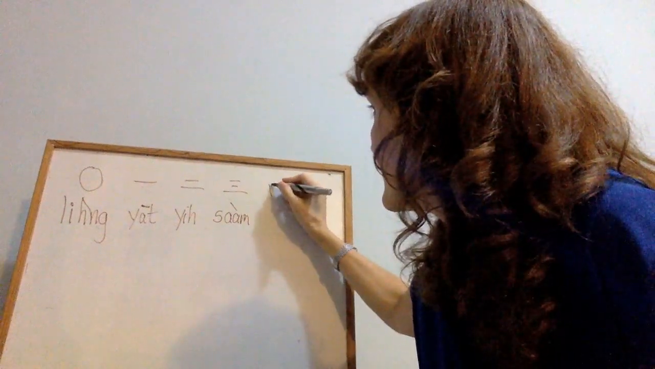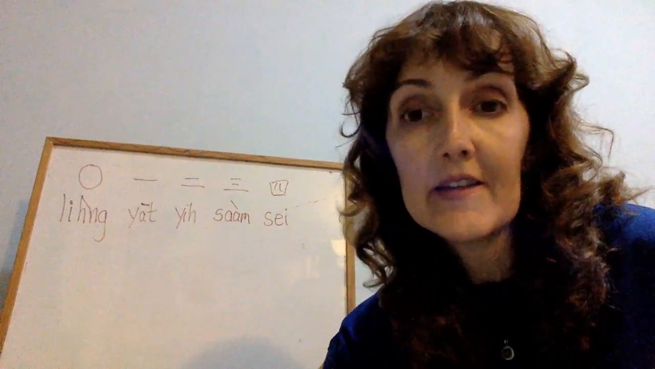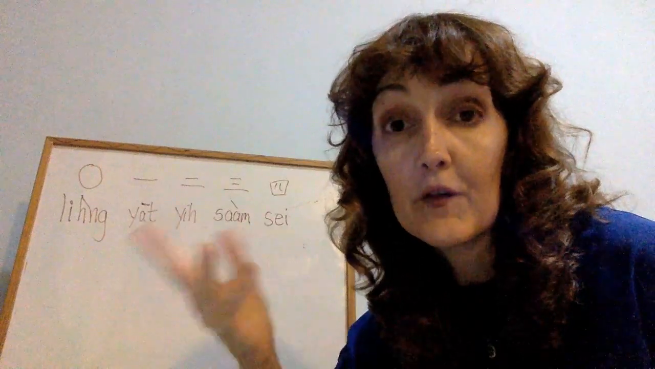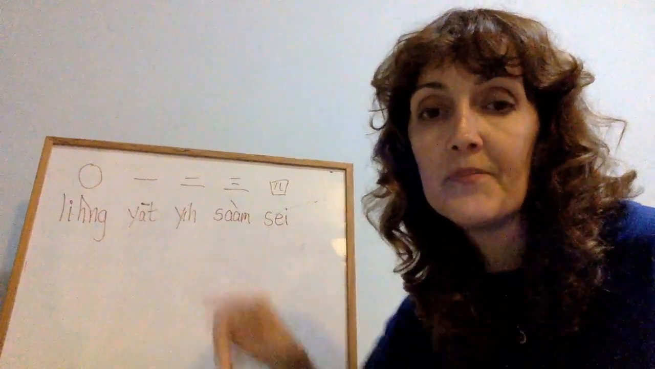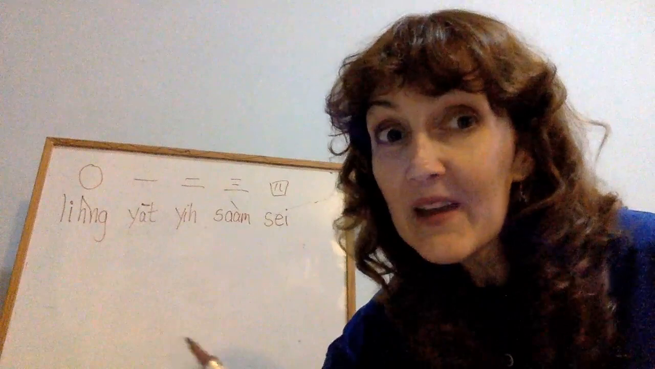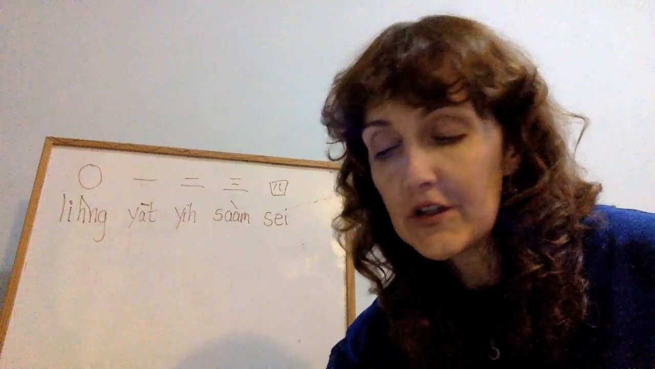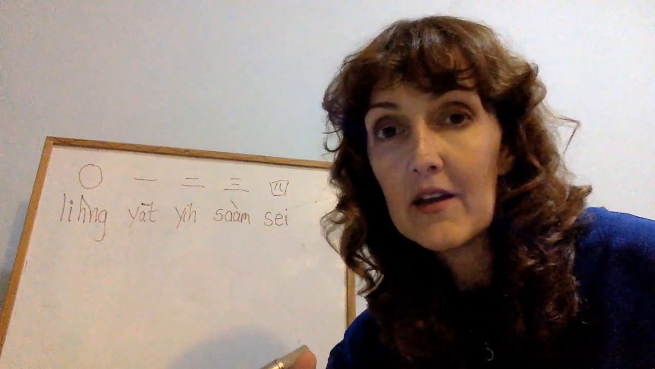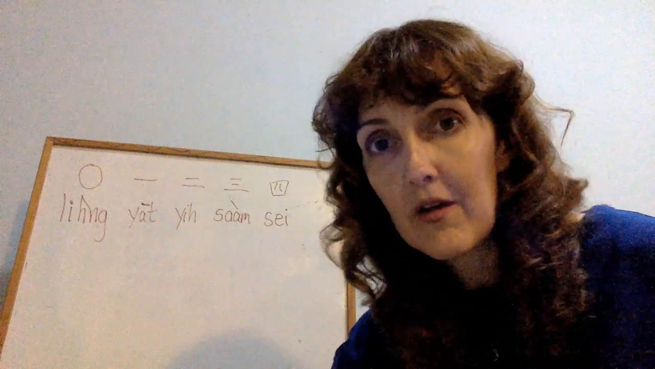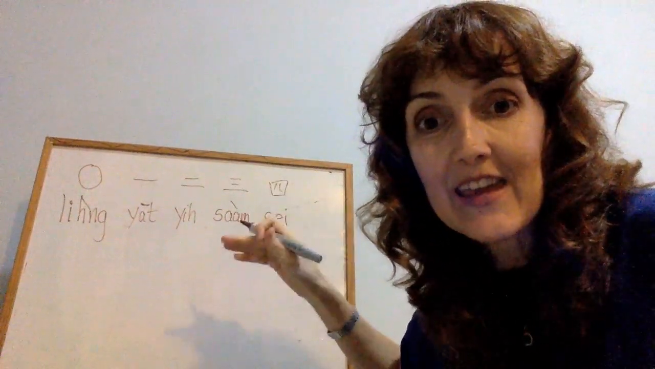The next one is sei. S-E-I, sei. It's like a middle tone. Now, sei is 4, right? We've got 0, 1, 2, 3, 4, or leng, yat, yi, sam, sei. If you have any connection to Chinese culture or Chinese friends, you know that 4 is super unlucky in Chinese culture. And why? Because the number 4 in Cantonese sounds a lot like the character for death. It's not the same character, and it's pronounced a little bit differently. Sei is death, and sei is 4.